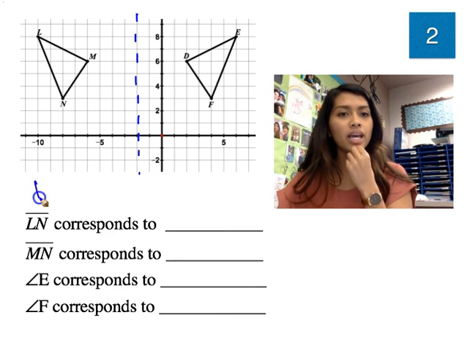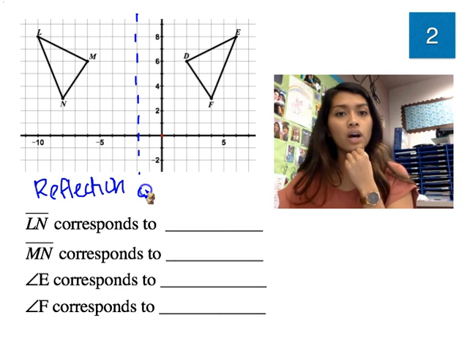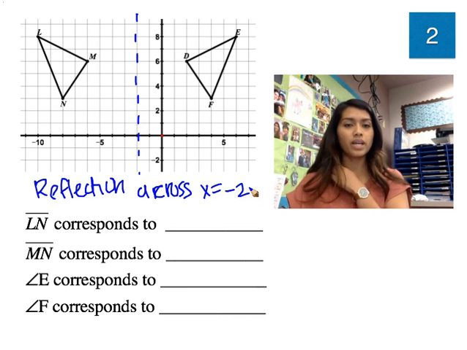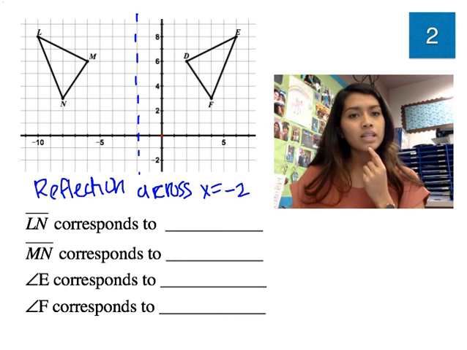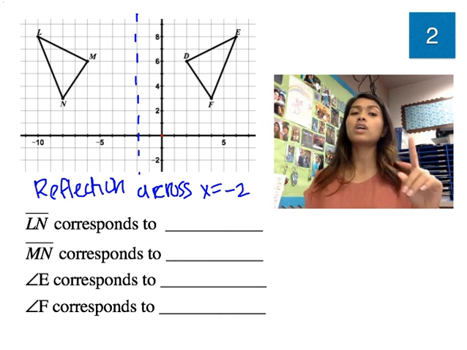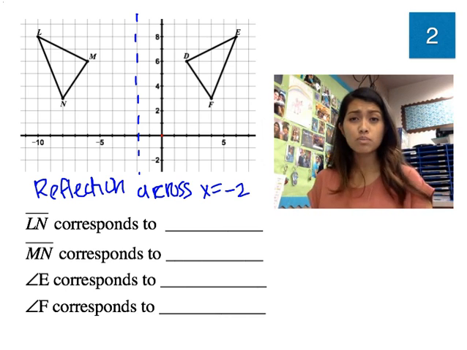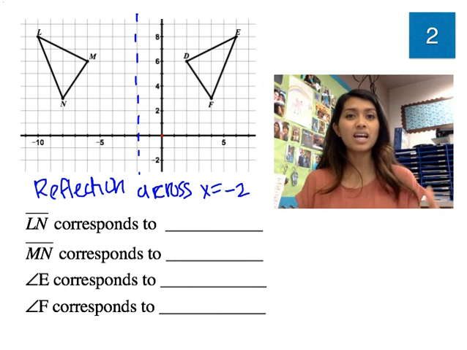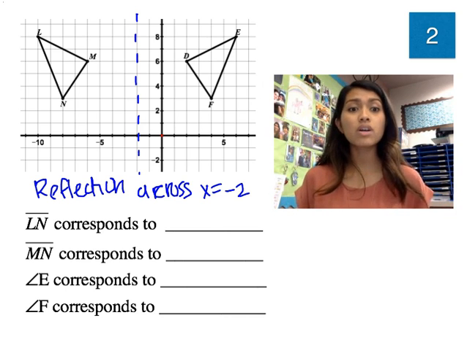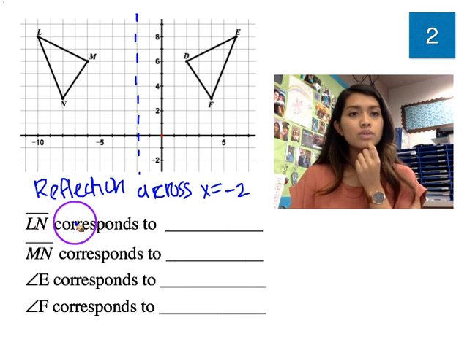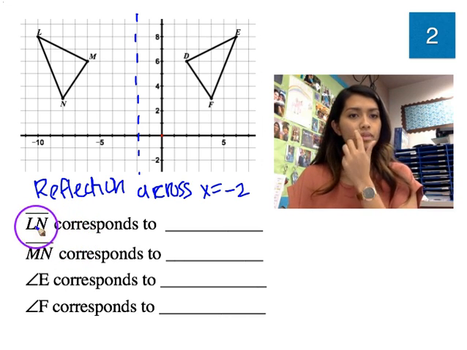So basically, it was a reflection across, let's see, x equals -2. Okay, so I got that. The next thing is, well, let's talk about reflections for a second. We talked about it earlier. Reflection preserves shape and size. So guess what? These 2 shapes here are congruent. So let's write a couple statements.